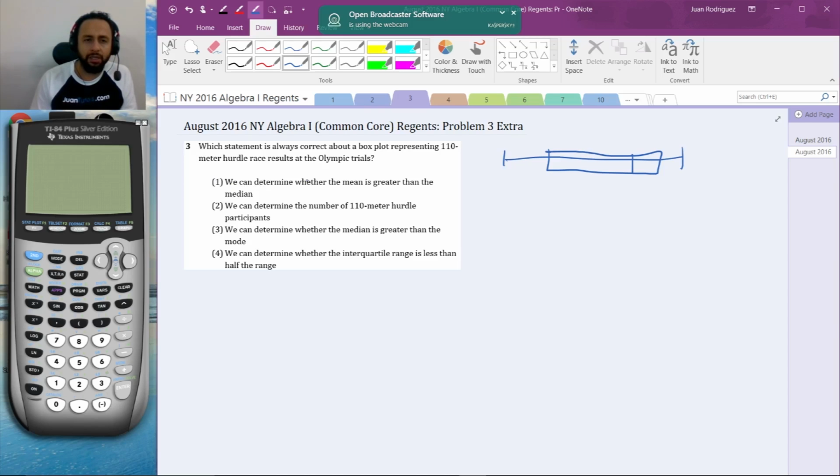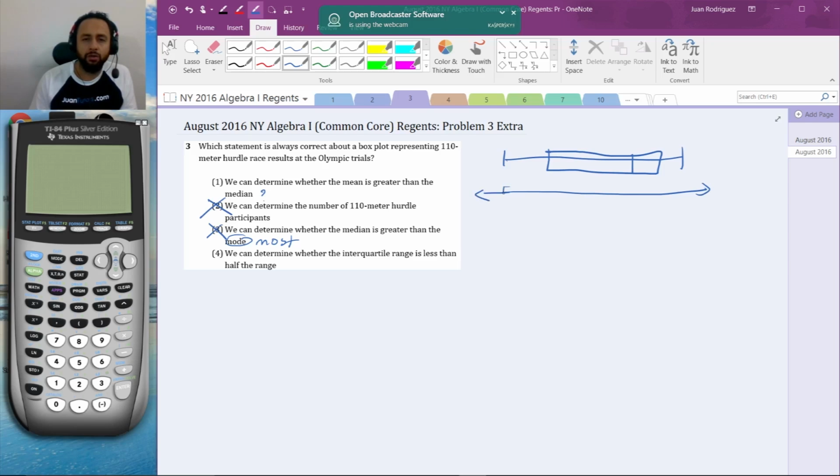But let's see, we can determine whether the mean is greater than the median. Maybe. Let's think about that for a moment. We can determine the number of 110 hurdle participants. There are no quantities at all, so that has to be wrong. We can determine whether the median is greater than the mode. Again, the mode is the data point that occurs most often. Mode, most. So this can't be it. And we can determine whether the interquartile range is less than half the range.